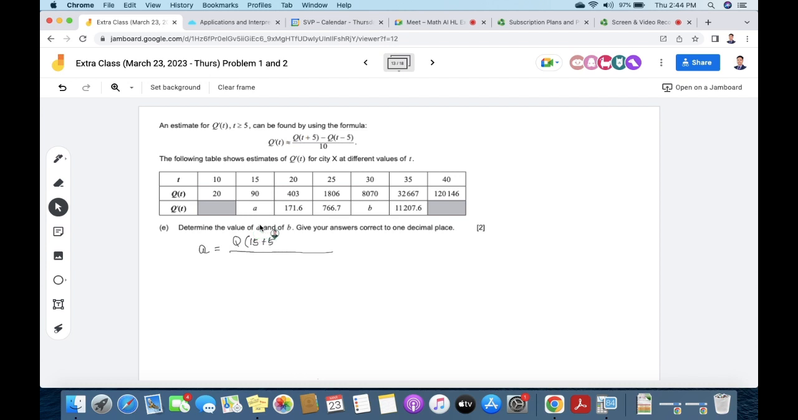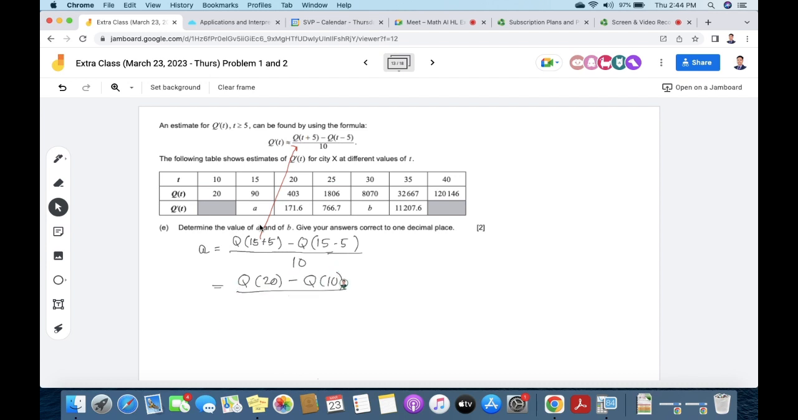So try to see this one. Do you follow? Is it clear so far? 15 is the t for A. But then the formula says it's q of t plus 5. That means 15 plus 5 minus q of, this will be what? Over 10. So this is now equal to q of 20 minus q of 10 over 10.